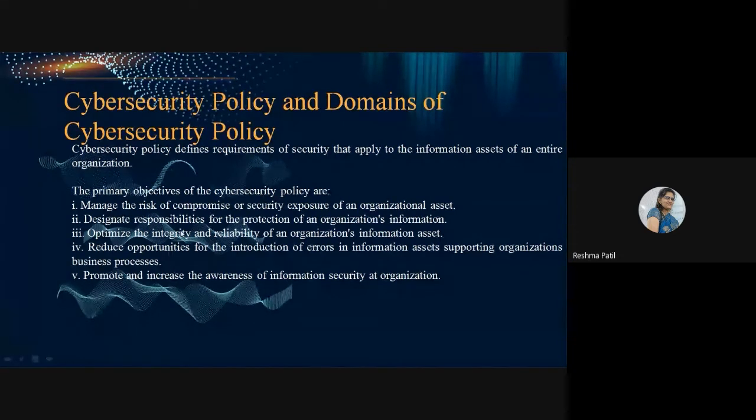Understood this point? Objectives of cybersecurity policy. Yes, ma'am.